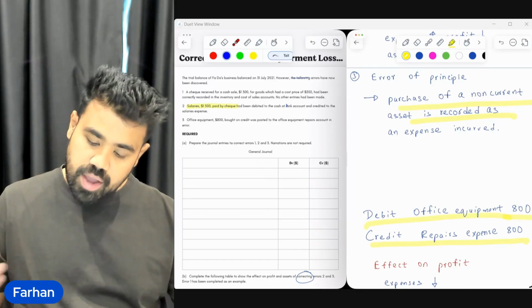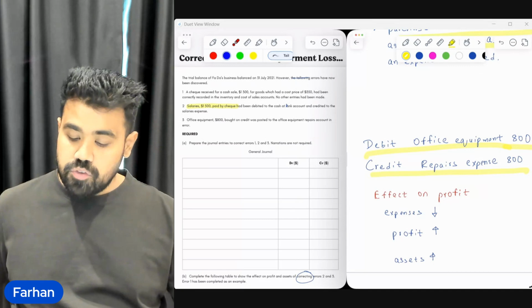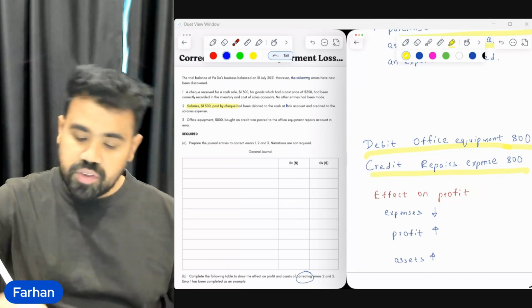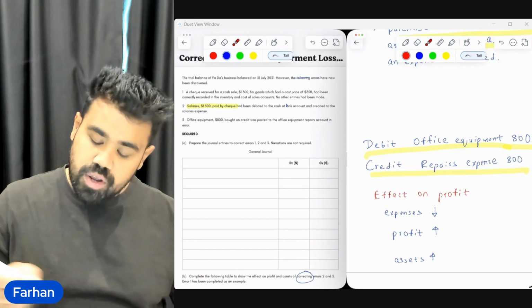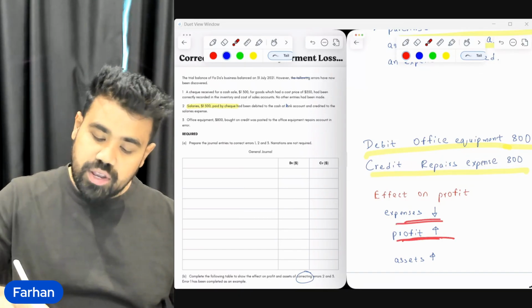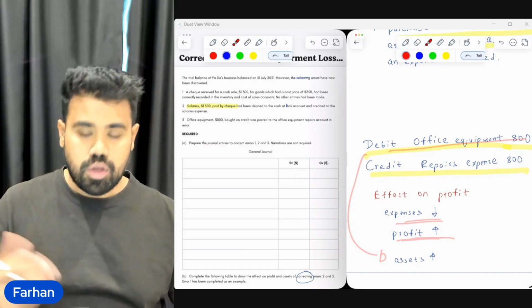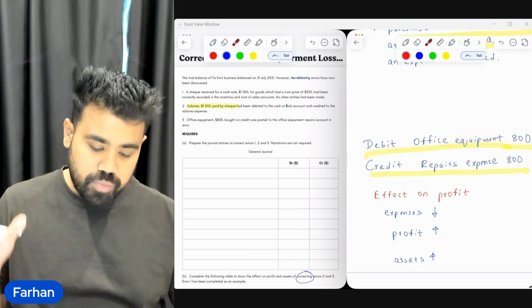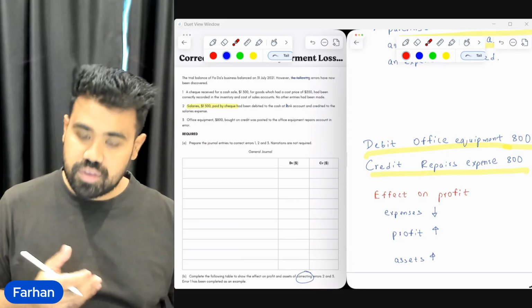Now, what is the effect on profit for this correction? When we are crediting repairs expense by 800, we are reducing our expenses, and when expenses go down, profit must go up. And when we are debiting office equipment by 800, our assets are increasing in value, because we fixed the error by reducing the expense and increasing the asset, right?